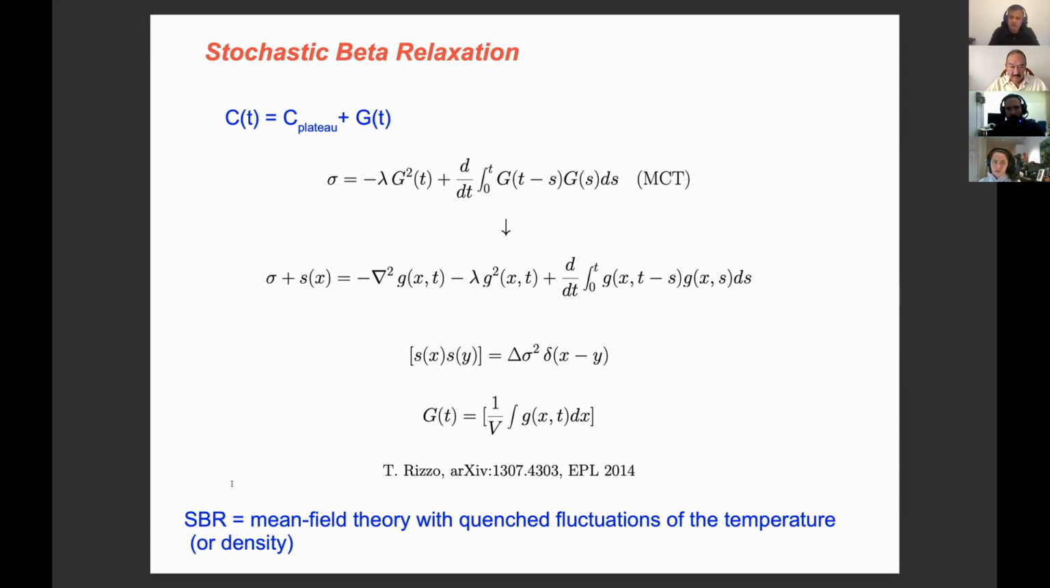So if you want, stochastic beta relaxation is a mean field theory, because it has the same structure of a mean field theory with quenched fluctuation of the temperature and or the density, if that is your order parameter.